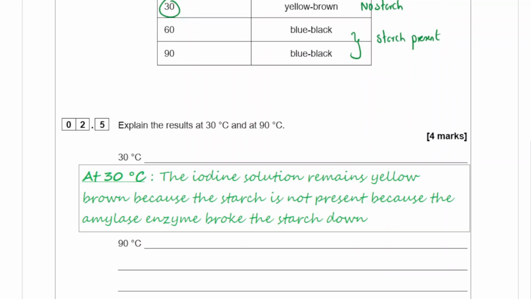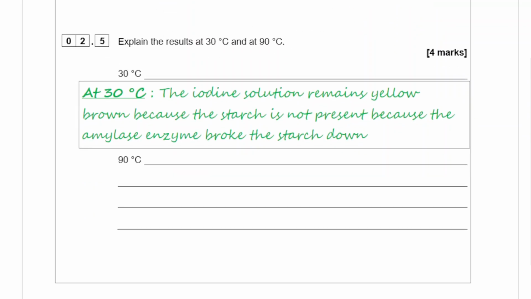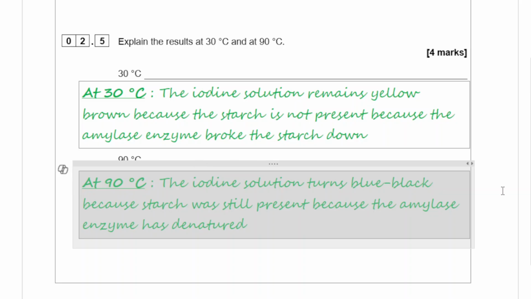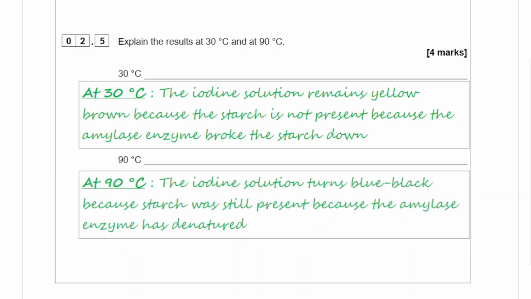Why is it still blue-black? That's because at 90 degrees, the iodine is changing color due to the starch present. Now, why is the starch present? Because the amylase has been denatured by high temperature. So the iodine solution turns blue-black because starch was still present because the amylase enzyme was denatured.